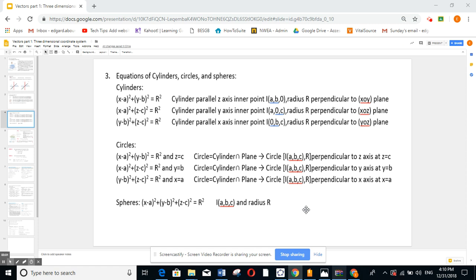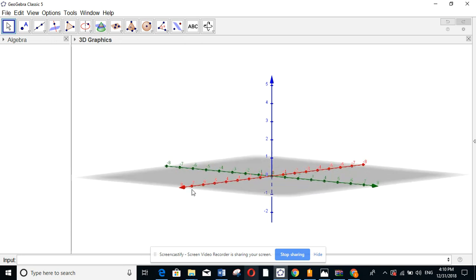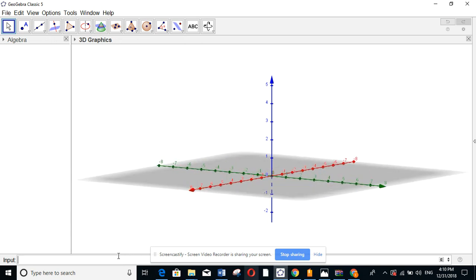Hi again. Now we're going to continue with the equation of cylinder, circle, and sphere. You know from before, these equations used to be the equation of circles. Now it's not anymore the equation of circles in 3 dimensions. It's the equation of cylinders. So let us go to GeoGebra so that you will understand. In GeoGebra, you will understand more because the picture will be in front of you.